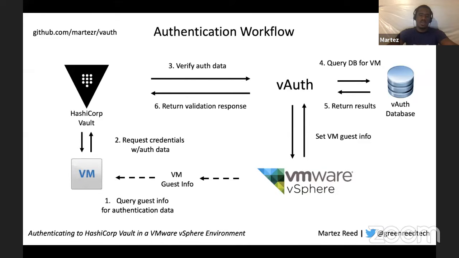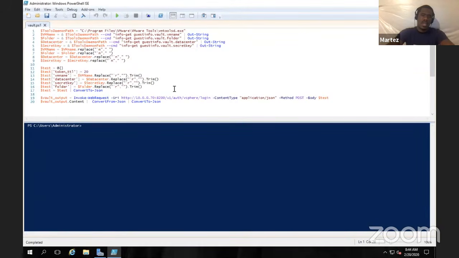So in this case, I'll jump to a quick demo of what this actually looks like. I've got a virtual machine, a Windows machine running on VMware vSphere. What I've done is just created a quick and dirty PowerShell script to actually interact with the guest information that's presented by VMware vSphere to the virtual machine. It's going to pull that information out of the guest information and then pass that to HashiCorp Vault for the authentication piece.